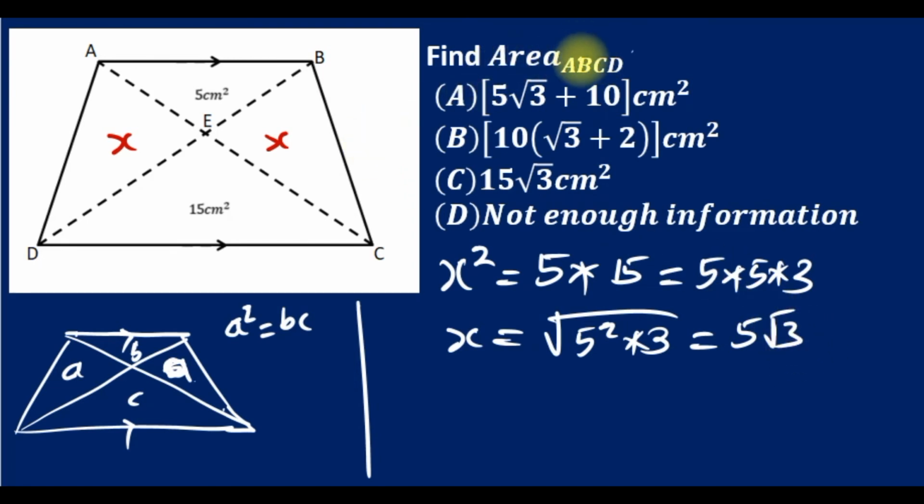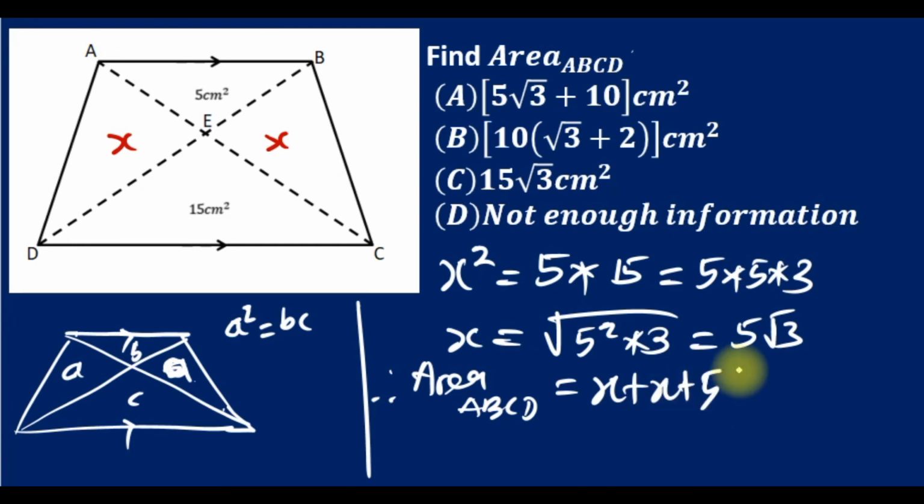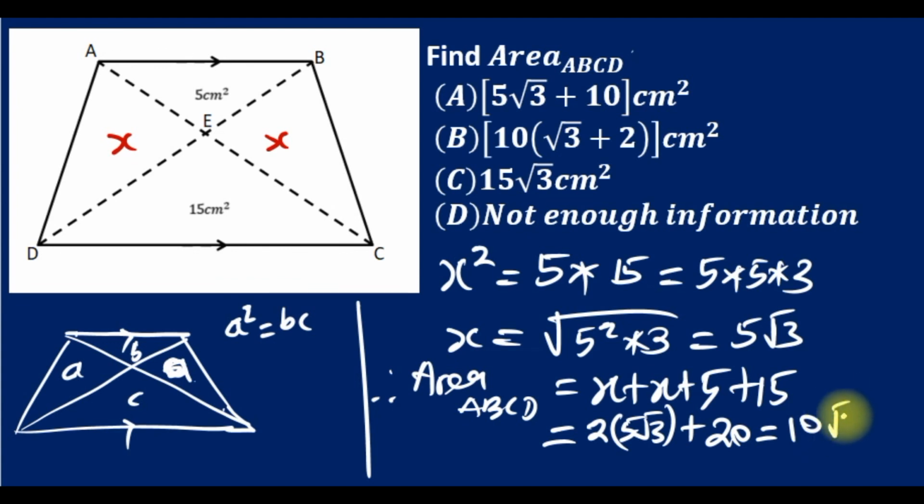So we're asked to find the area of ABCD. We know that area of ABCD is the addition of the areas. So therefore, area of ABCD is X plus 5 plus 15 plus X. And X plus X is 2X. X is 5 root 3. So 2 times 5 root 3 plus 20. And 2 times 5 is 10. So 10 root 3 plus 20. So our answer is option B.